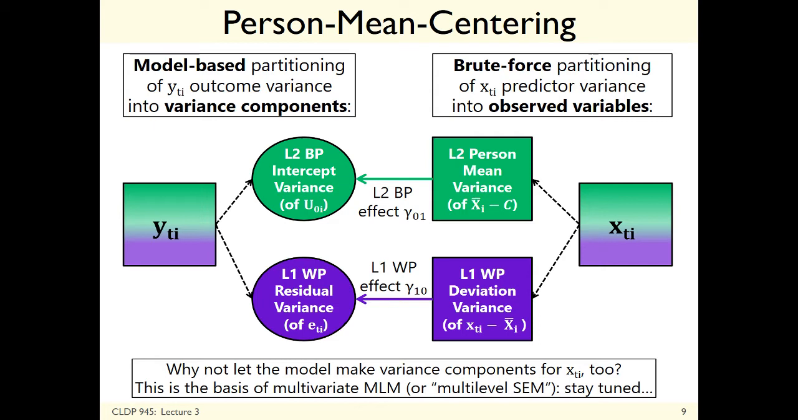So there's a symmetry of how X and Y are being treated. We've split the level 2 part from the level 1 part, and each has its own job to do. It's just that the model is doing it via estimated variance components for the outcome, whereas we are doing it through brute force on the predictor side. The idea that we could let the model do both at the same time is the basis of multivariate models, or multilevel structural equation models as they are known. And we will get to those later because they require different software.